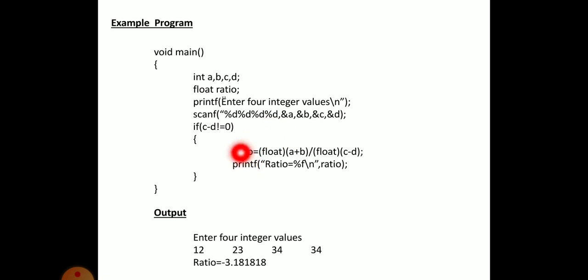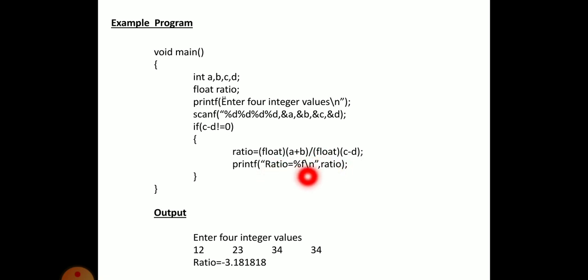Ratio is declared as a float. So we have to convert the integer values A plus B and C minus D into a float, and then the float value will be assigned to ratio. And then the next statement is printf ratio equal to percentage F. Percentage F denotes that the second argument in the statement is a float value.